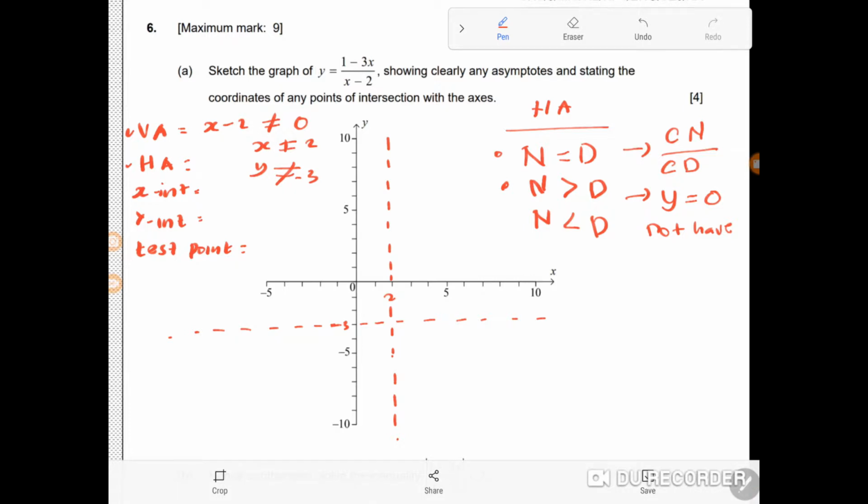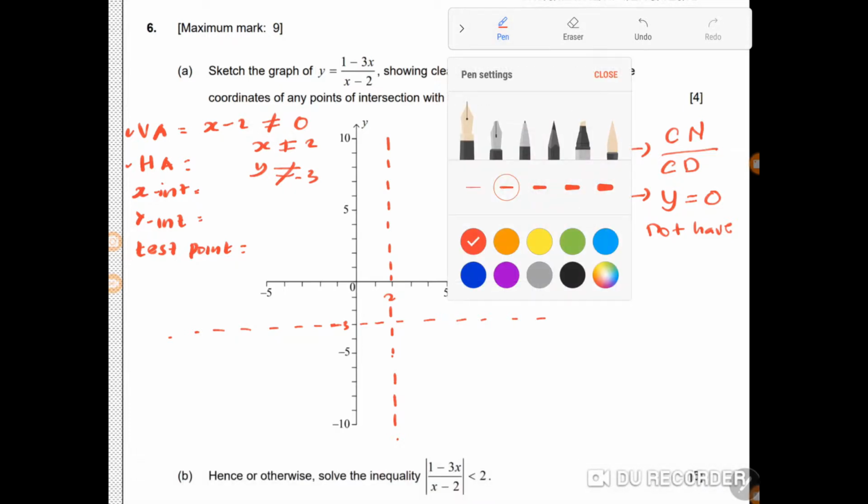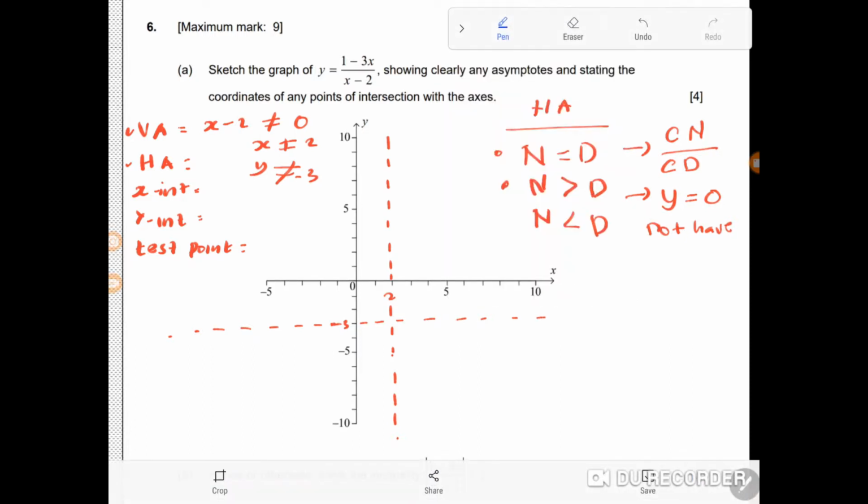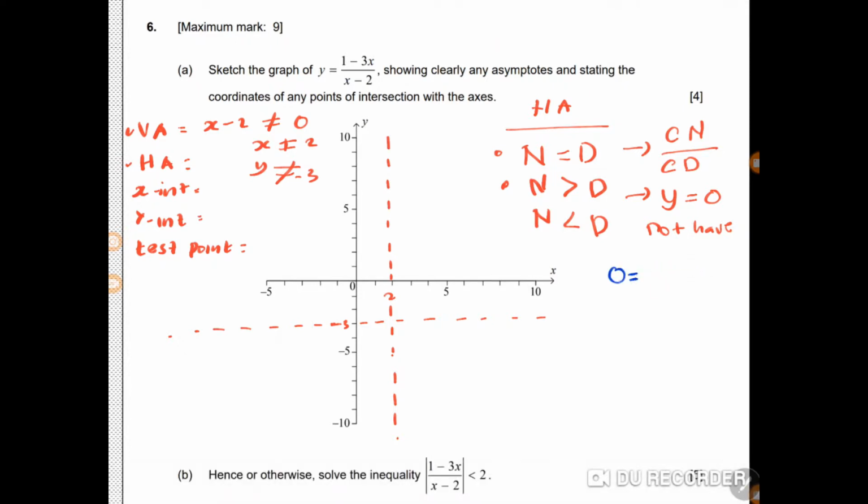And then after that you find the x-intercept. How do you find the x-intercept? It is easy. You just make y equal to 0. So when y equals 0, we have 0 equals (1 minus 3x) over (x minus 2). Cross multiplying, we have 1 minus 3x equals 0, so negative 3x equals negative 1, and x equals 1 over 3.